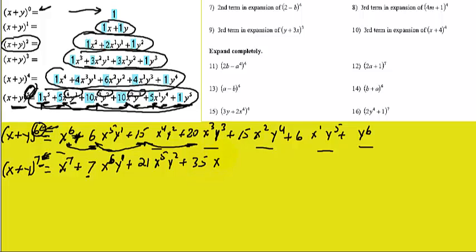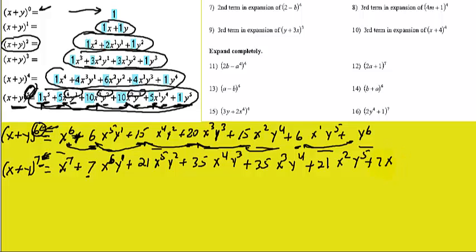And then x is going down, and y comes up. To get the next one, 15 plus 20, that's 35. Okay, x goes down, y comes up. Plus, to get the next one, 6 plus 15, which is 21. Okay, x goes down, y comes up. Plus, to get the next one, 1 plus 6, which is 7. X goes down, y comes up. And then finally, the y is going to be to the 7th.